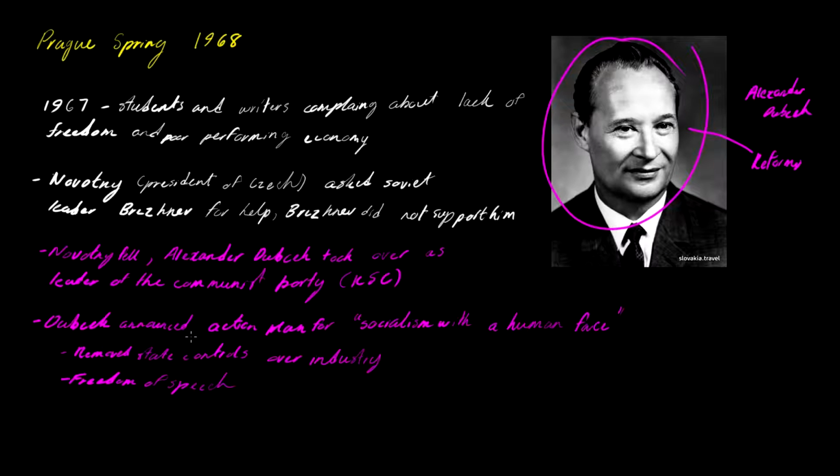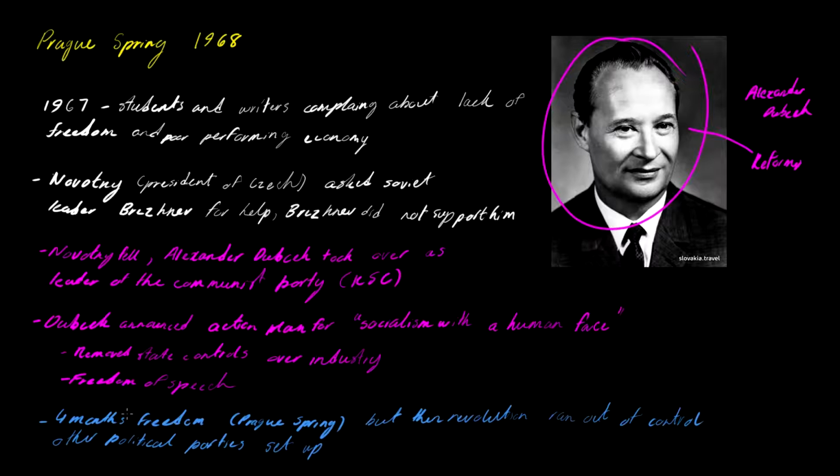So then Dubček announced his action plan for socialism with a human face. So it's basically a redefined version of socialism to make it a bit better for the people so that we have removal of state controls over industry. So we're basically moving away from a command economy towards a mixed or a market economy. And we also have freedom of speech. That's his action plan, socialism with a human face. So for 4 months during the Prague Spring, there was actually freedom in Czechoslovakia.